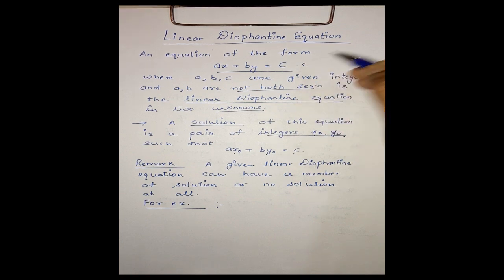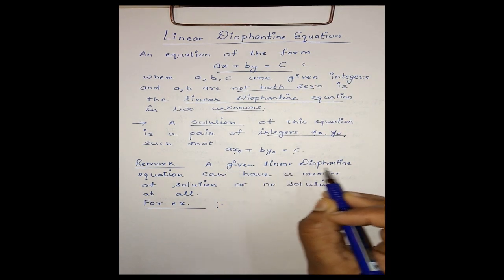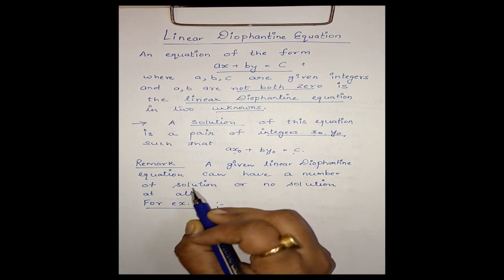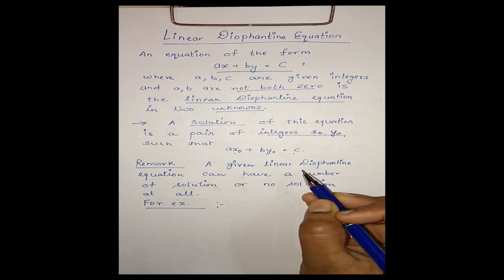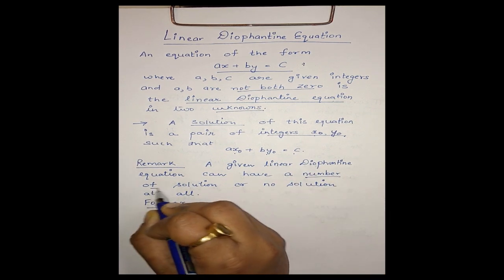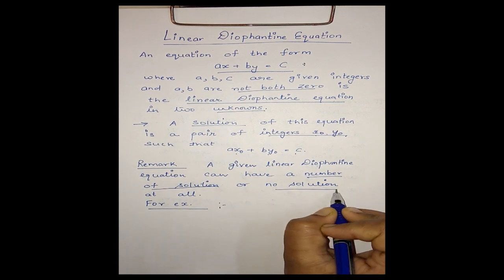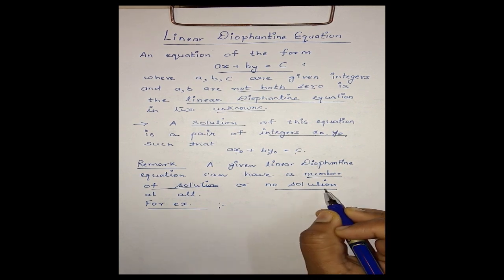Clear? Next, we have a remark: a given linear Diophantine equation can have a number of solutions or no solution at all. Means two conditions arise: it may have a number of solutions, more than one solution, or we may have a linear Diophantine equation having no solution at all.